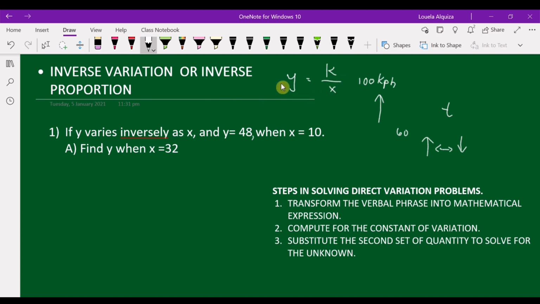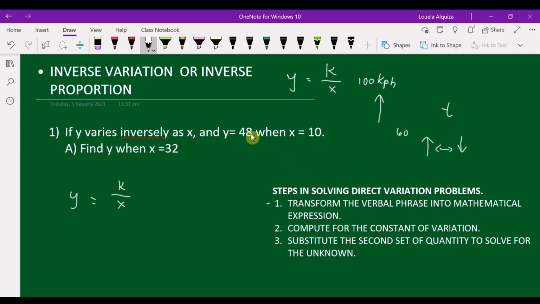So, papalitan mo lang yung variable kung ano yung ginagamit dito. Anyway, kahit ano namang variable gamitin mo. Pero kung sa problem, kung ano yung ginagamit, nire-represent na variable na isang quantity, yun yung gagamitin mo. So, ito ay y is equal to k over x, where the constant of variation must not be 0. Okay? So, next, compute for the constant of variation. Nagawa na natin to. Compute na natin yung constant of variation.